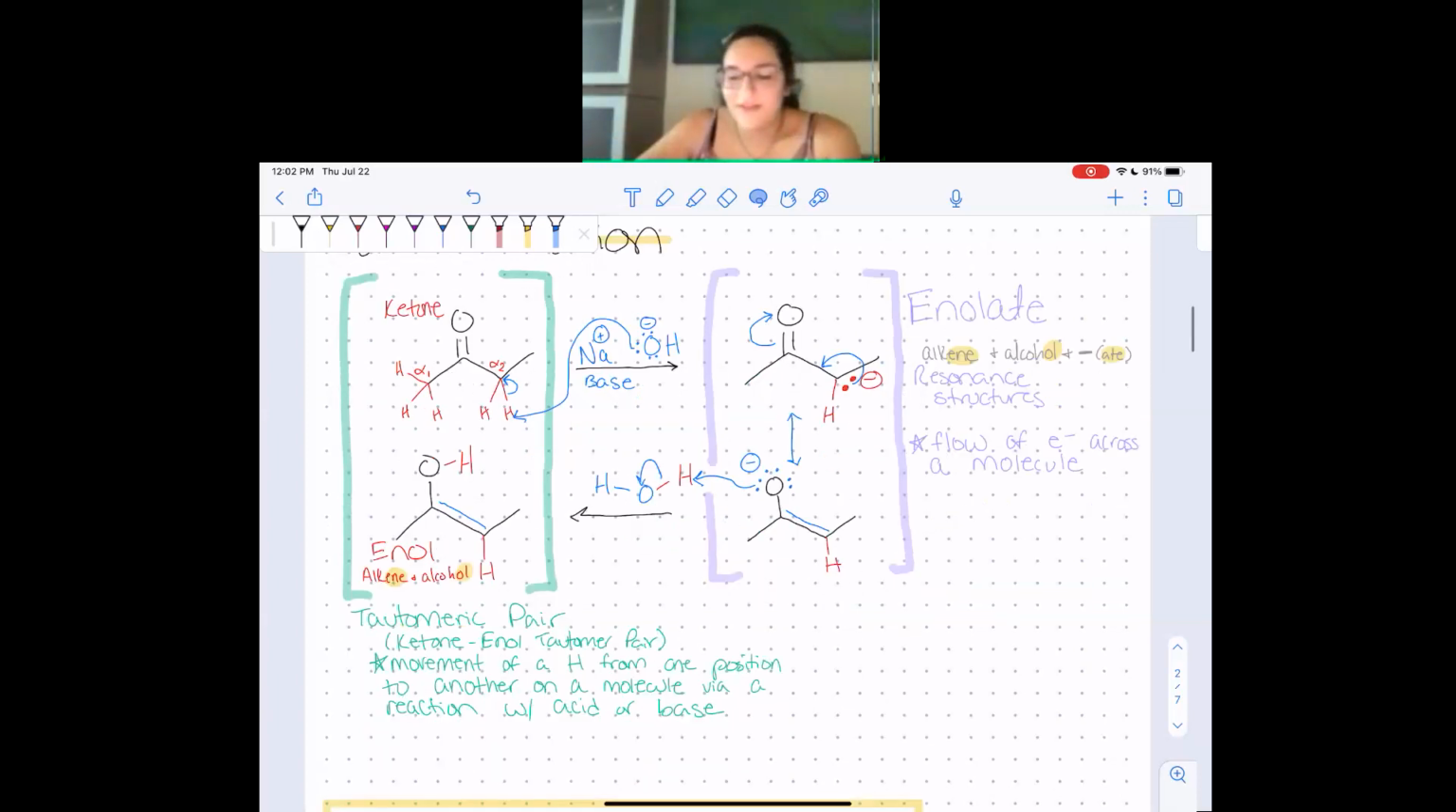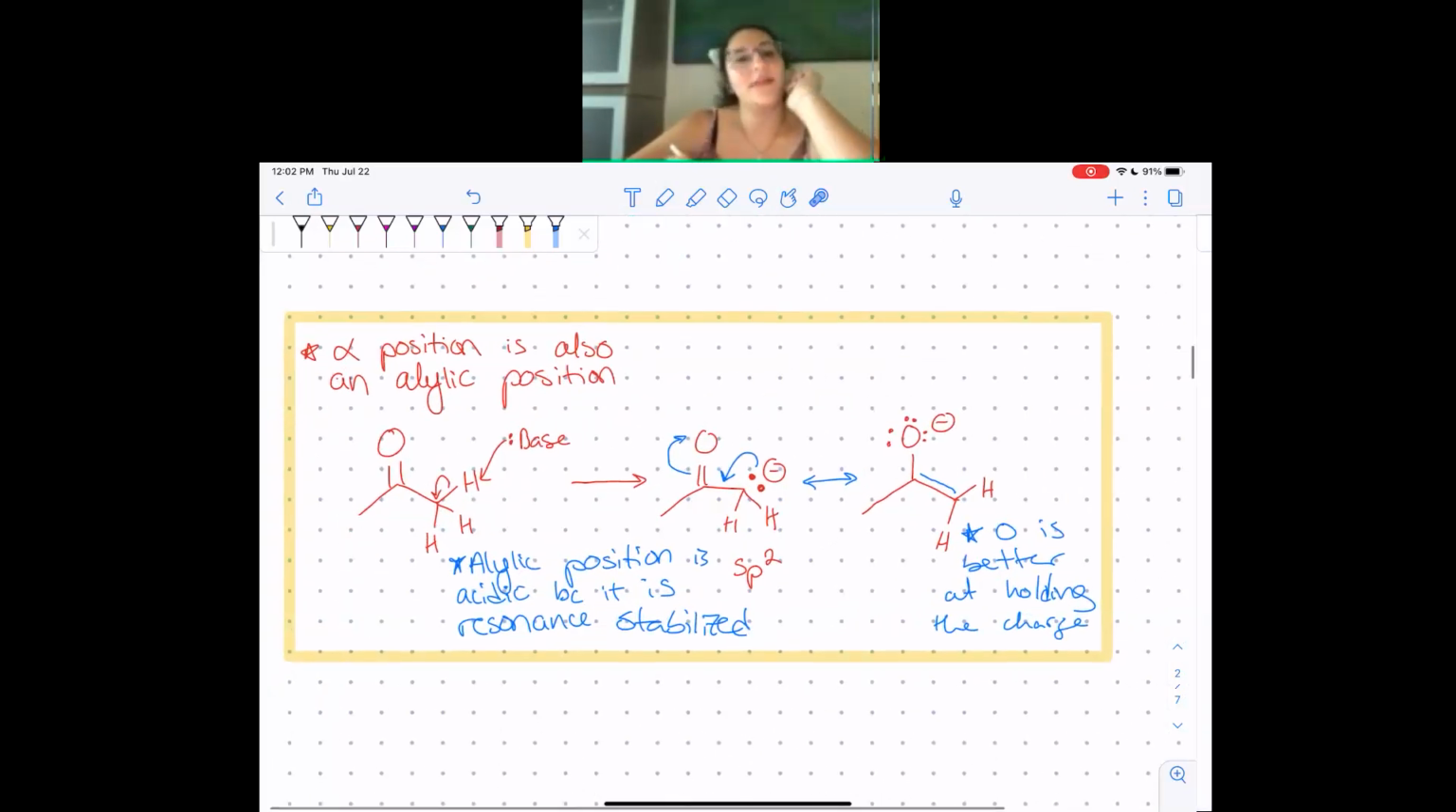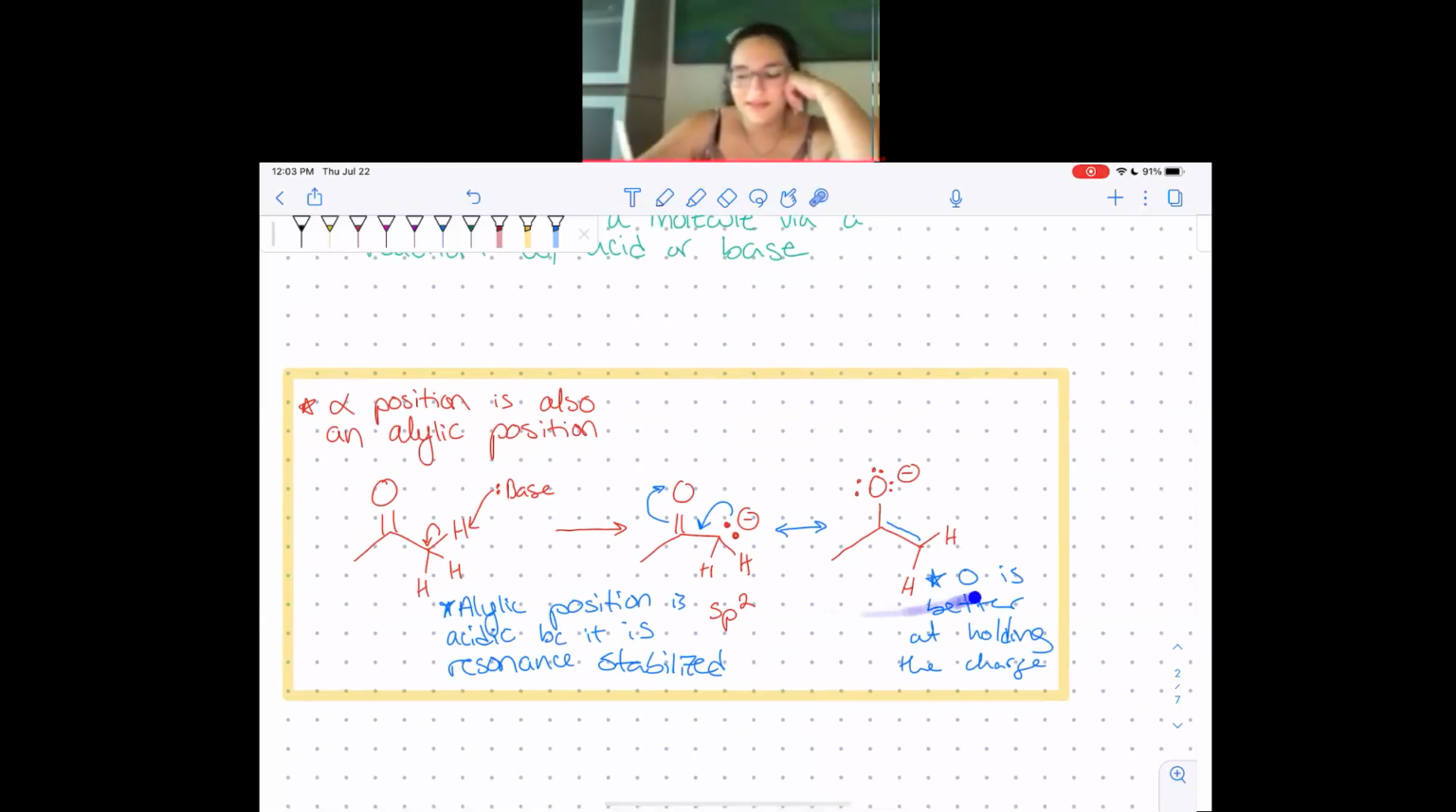Okay, so let's go back down here and talk about the acidity for a second. So the alpha position and the allylic position are the same for this kind of reaction. So the allylic position is just next to a double bond. And the reason it's super acidic is because once we take this hydrogen off, we get a negative charge, right? That in and of itself is not super good. But the fact that that can perform resonance with this carbonyl means that we can move the charge to the oxygen, which is much more stable than just having a charge here.